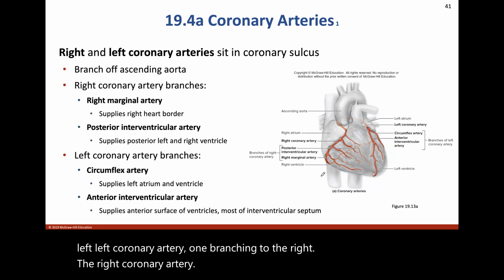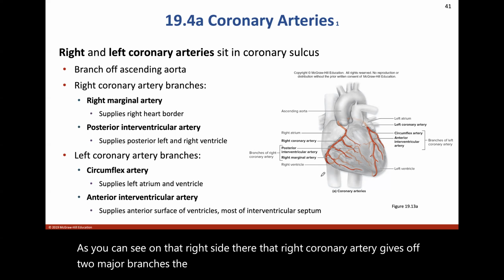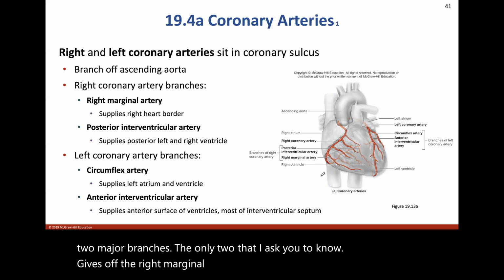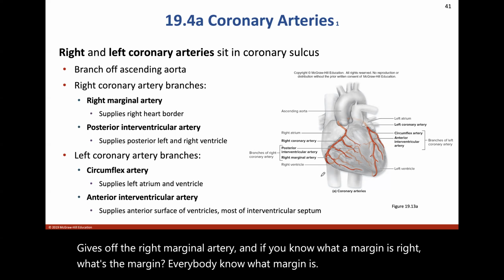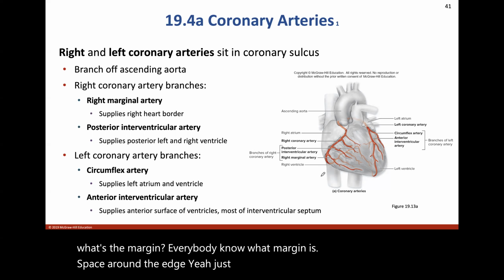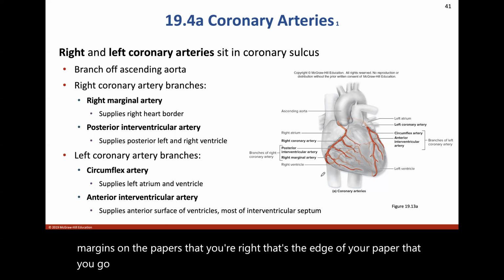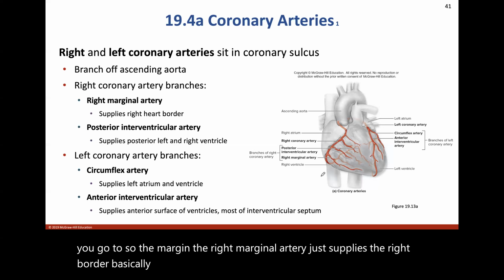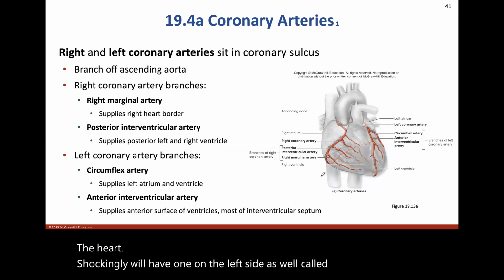As you can see on that right side there, that right coronary artery gives off two major branches, the only two that I ask you to know. Gives off the right marginal artery. And if you know what a margin is, right? What's a margin? Does everybody know what a margin is? The space around the edge. Yeah, just the edge, the sides, right? Like your margins on the papers that you write. That's the edge of your paper. So the right marginal artery just supplies the right border, basically, of the heart. Shockingly, we'll have one on the left side as well called the left marginal artery.